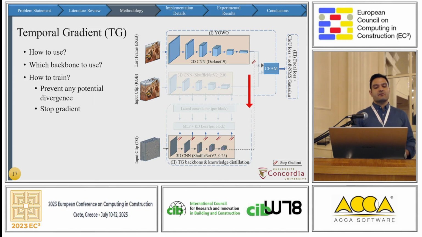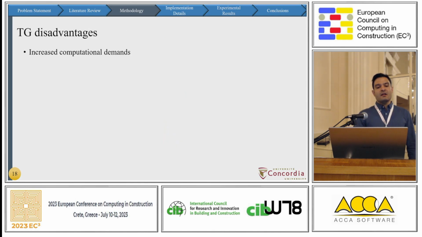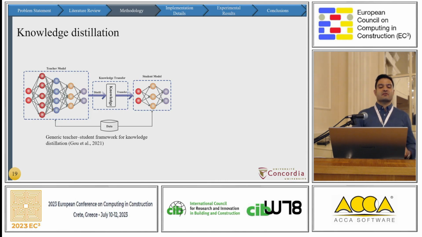So in this step, we use a stop gradient to stop degrading the 2D CNN backbone by this data. The main problem with using multiple data modalities is that there is increased computation demand that leads to slower inference. To solve this problem, in our work, we have adopted knowledge distillation.